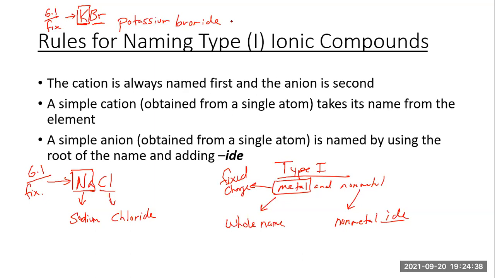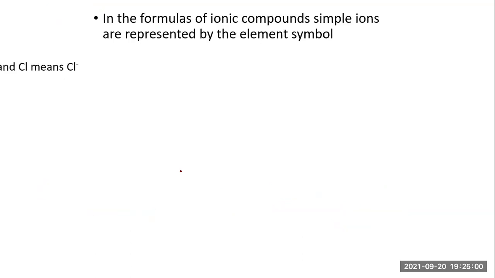So type 1 ionic compound, it's a metal and a non-metal. The metal is the most important guy. It will either be from group 1, group 2, group 3. It will be silver, cadmium, or zinc. And that means that all you have to do is use the whole name plus the IDE on the non-metal name.